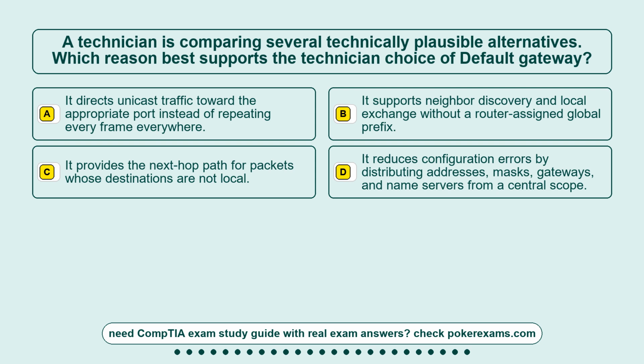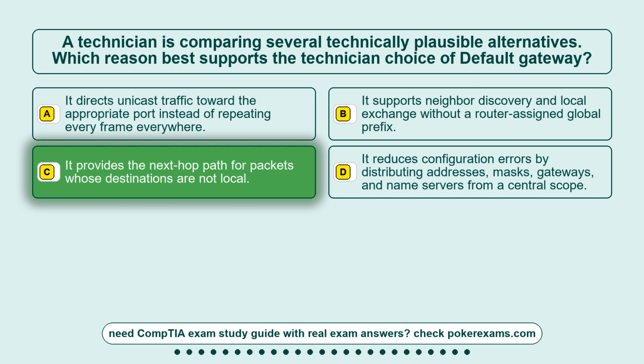Option D. It reduces configuration errors by distributing addresses, masks, gateways, and name servers from a central scope. The correct answer is option C. It provides the next-hop path for packets whose destinations are not local.